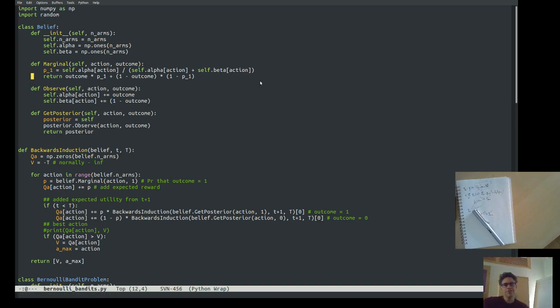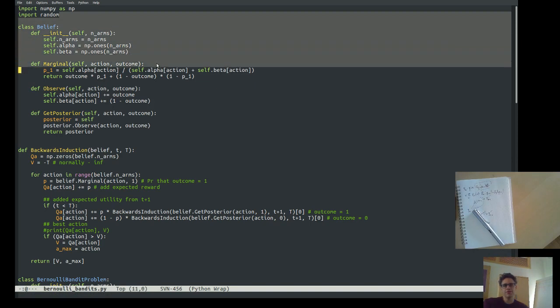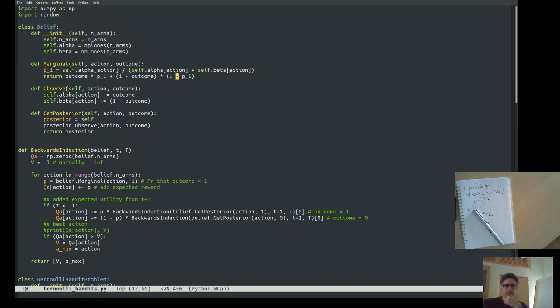So the first thing to remember is what we said was our belief, and our belief is basically these alpha parameters. So for every arm, we have a different alpha and beta parameter, counting the number of times we get a 1 or a 0. Then we said that the marginal distribution is this ratio of the alphas for every one of these. So we can get the probability of observing a specific outcome very easily. And the posterior calculation is also very simple. When we observe a 1, then we increase alpha. When we observe a 0, then we increase beta. Now, the algorithm is actually just this.